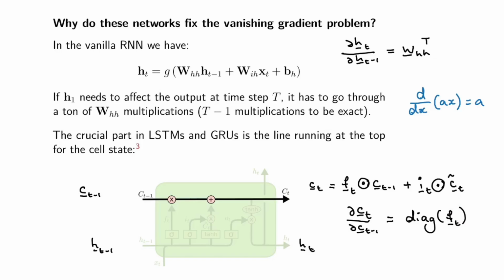The LSTM can also decide, based on my inputs at this current time step, okay, no, don't let any of this stuff through. I don't care about it, forget everything. And that's the basic principle that allows something like an LSTM or a GRU to deal with this vanishing gradient problem. Does that help? Okay, excellent.